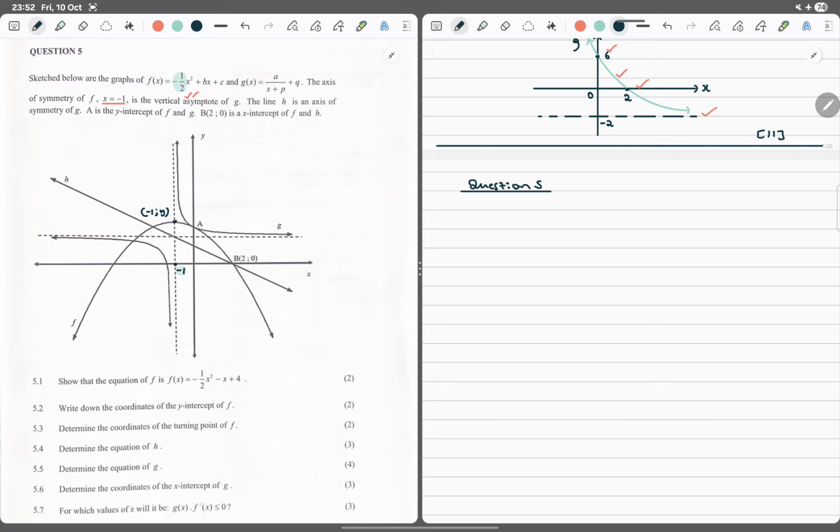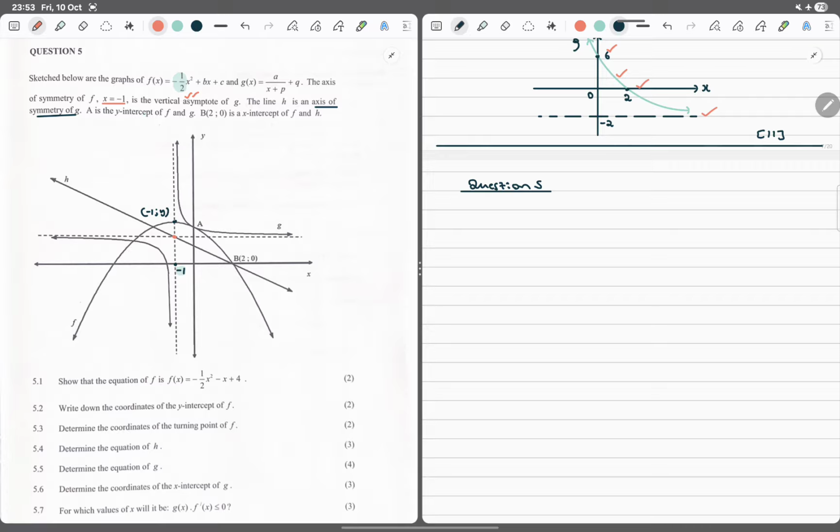Now the line H is an axis of symmetry. Okay. Very important to have that given to us, because there can be a line that passes through the center of our hyperbola, but not necessarily being the axis of symmetry. So hearing that makes us very happy indeed.